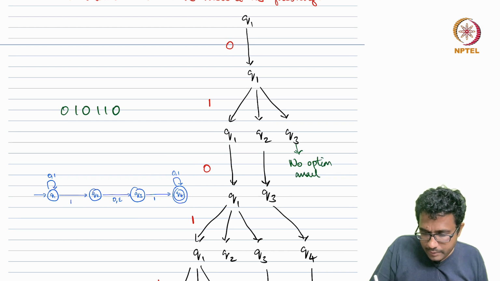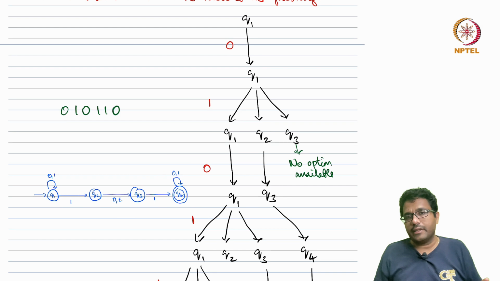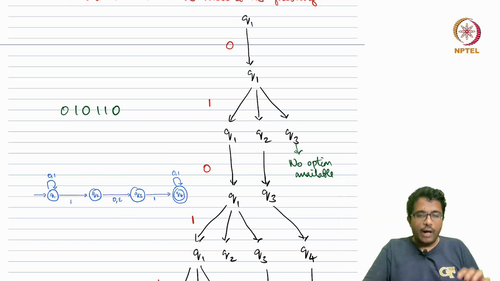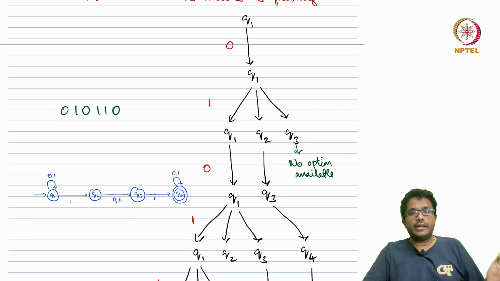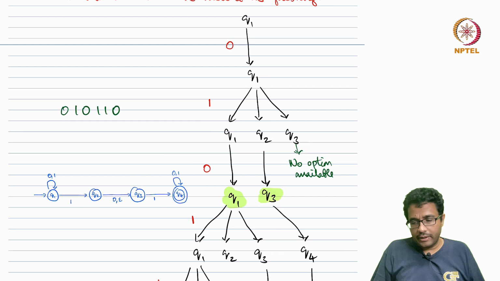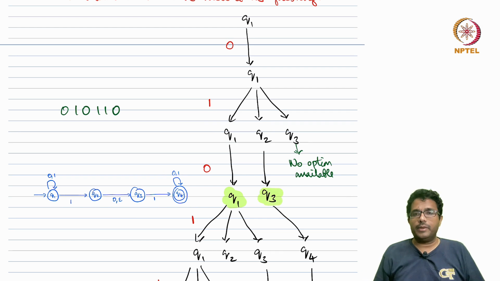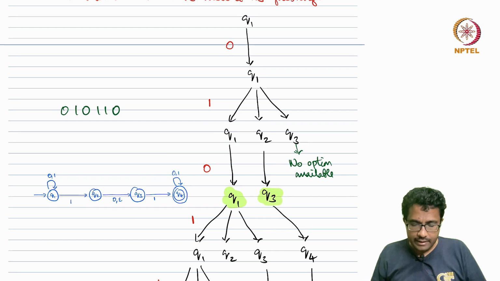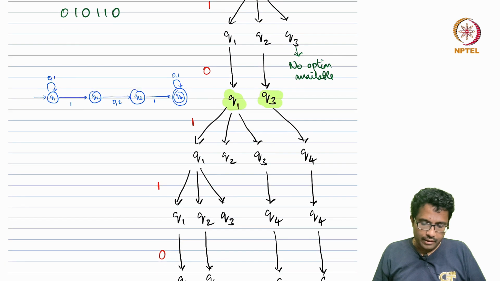No transition is available upon seeing a 0 from Q3. Right? So Q3 has only one outgoing arrow, which is a 1. So now after reading 0, 1, 0, you could be at Q1, right? Or you could be at Q3. These are the two places where you could be. Now let's see what happens next.